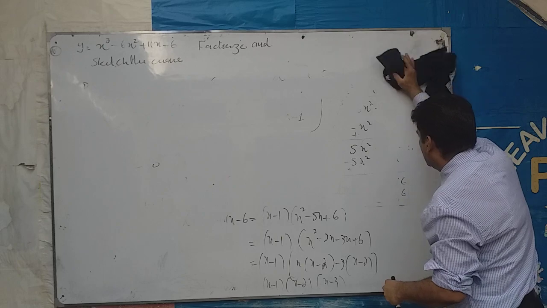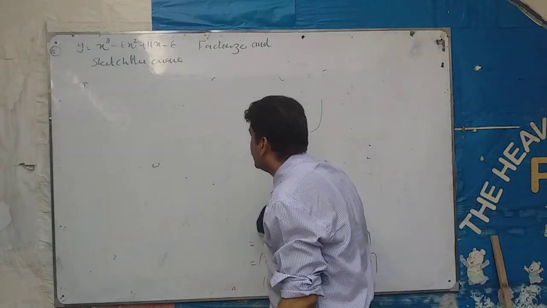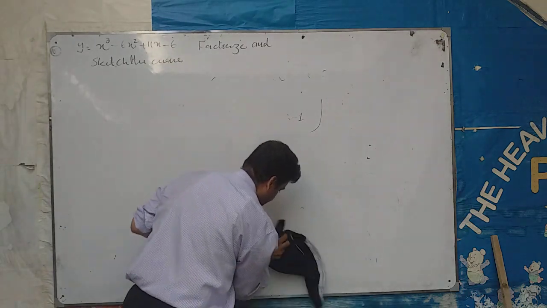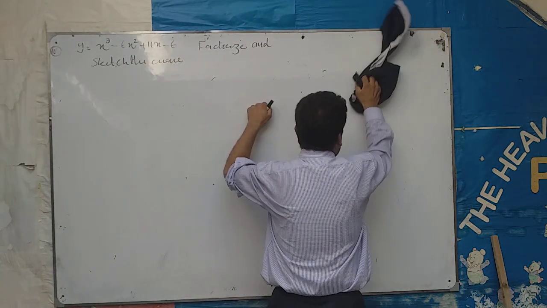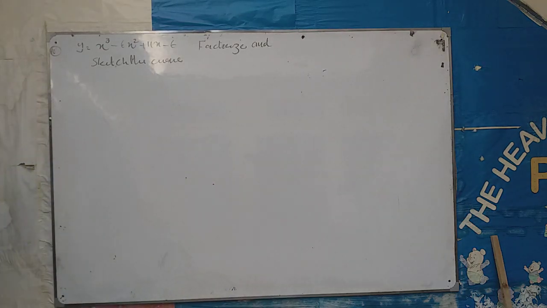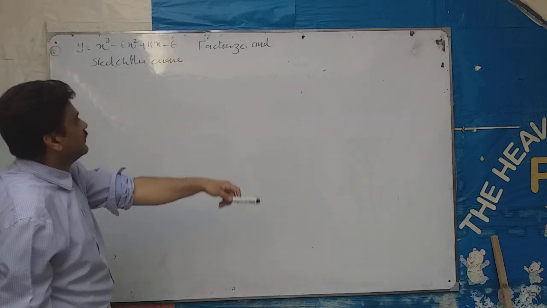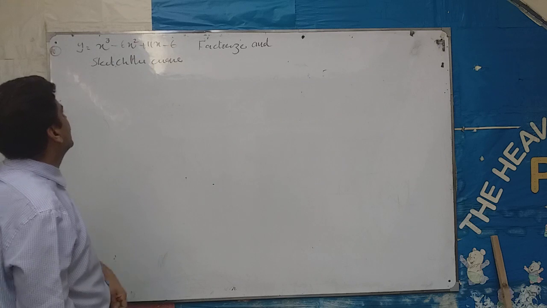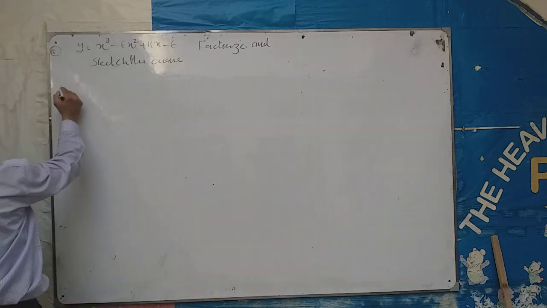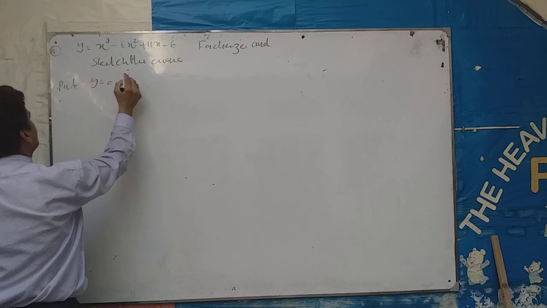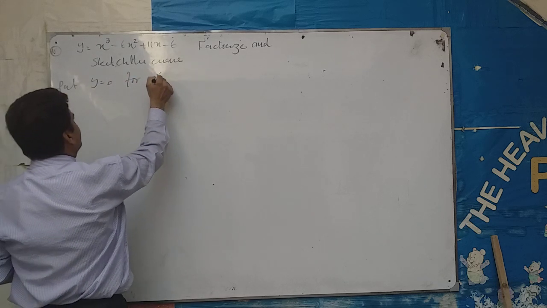Before drawing the graph of this curve, we have to check some important information about the curve. The curve is not symmetric about any axis. The origin (0, 0) does not lie on the curve. To find the x-intercept, we put y equal to 0.